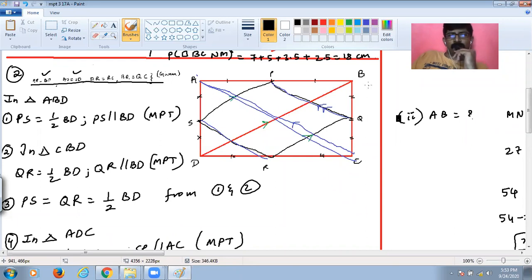Because it's a rectangle. Now what we have to prove? We have to prove that if you join the midpoints of the adjacent sides of the rectangle, that means if you join the midpoints of this and this and this and this, then the quadrilateral formed, that is PQRS, is a rhombus.